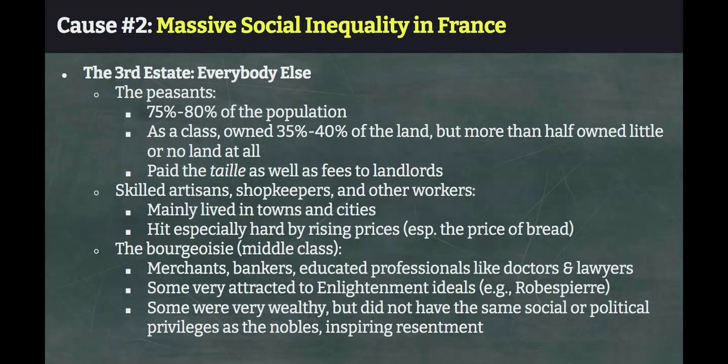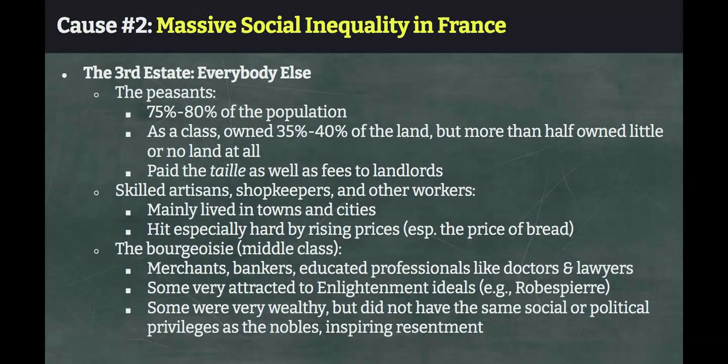Right. Now, the third estate is everybody else. And this is actually a pretty diverse estate. So they're not all like blindingly poor. So you've got, on the one hand, the peasants, who are about 75 to 80% of the population. And as a class, so kind of collectively, they own about 35 to 40% of the land. But more than half of the peasants own little or no land at all. So some peasants are doing pretty well, most peasants not doing so great.